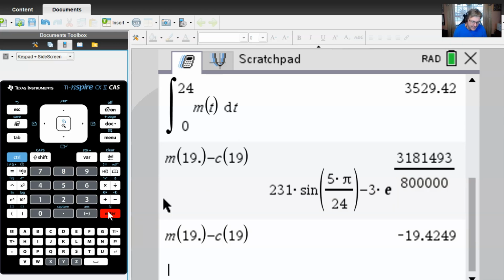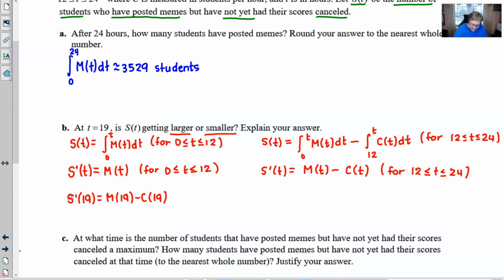And I get negative 19.42. Let's round that up to a 5. Now, what does that mean? This is negative 19.425. Well, because this derivative value is negative, that means s of t is getting smaller.